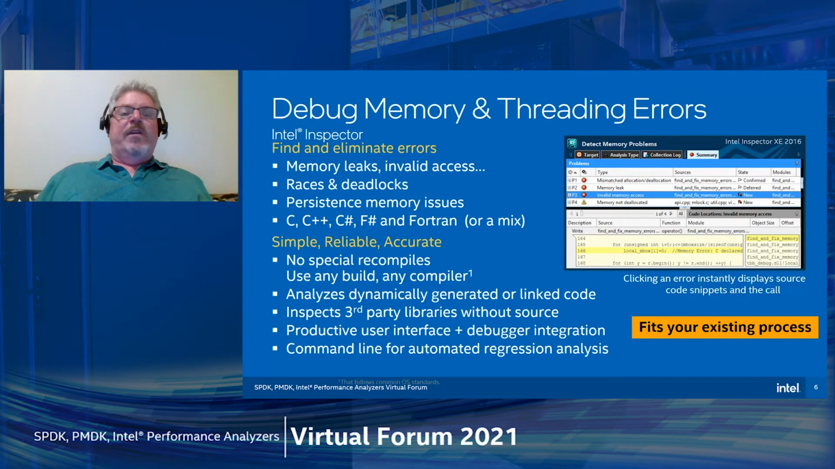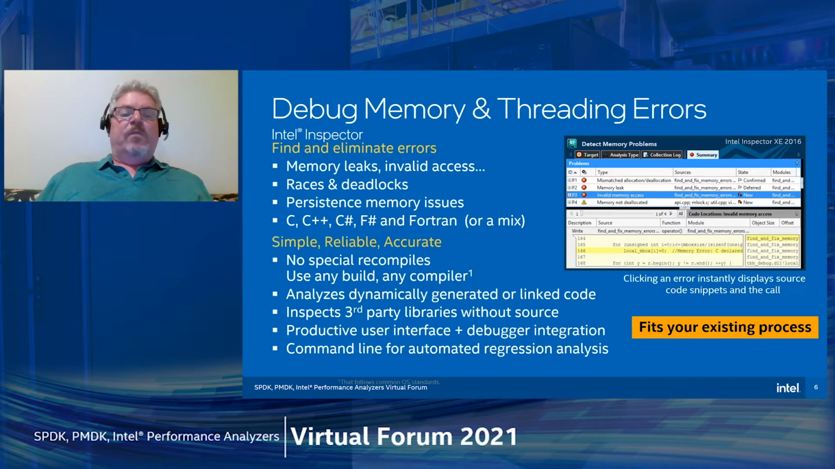So what are some of the issues that Inspector can find? On the memory side, it can find things like memory leaks, invalid accesses, uninitialized accesses. For threading problems, it can find data races, it can find deadlocks. If you're using some of Intel's latest memory technology, it can find issues with your persistent memory programs. Inspector works with C, C++, C#, Fortran, but it does work at the binary level. So really, it can find issues in any application.